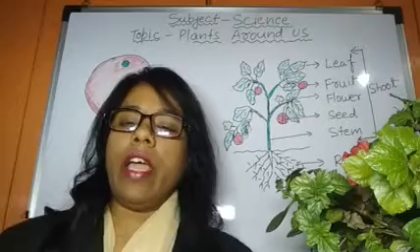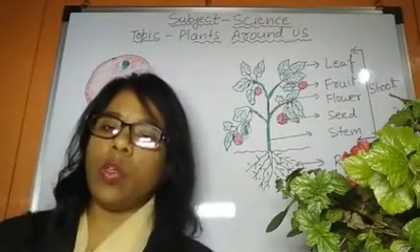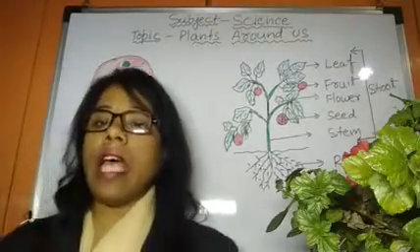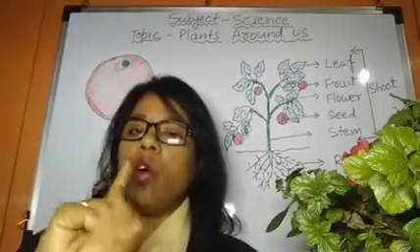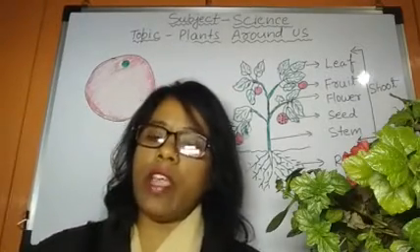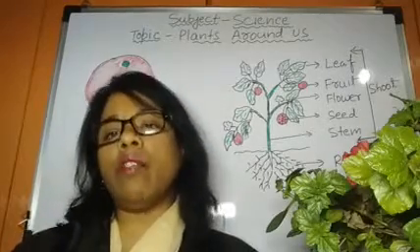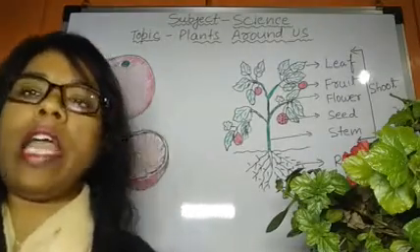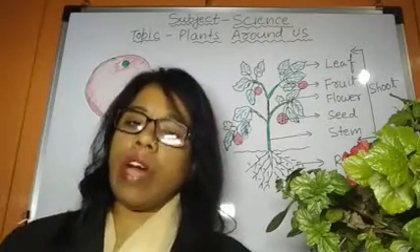So a fruit is basically what a flower grows into. There are two types of fruits. Some fruits have only one seed, like mango. It has only one seed. Fine. But some fruits have more than one seed. So orange is a fruit which has more than one seed.